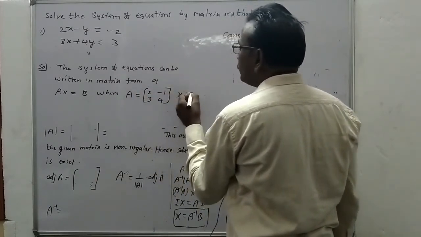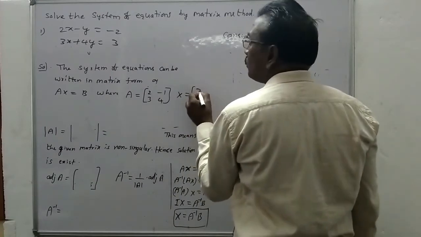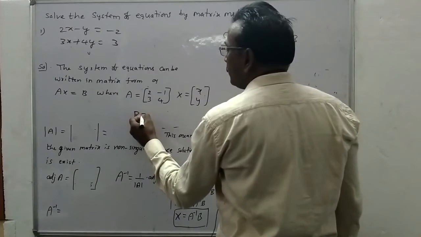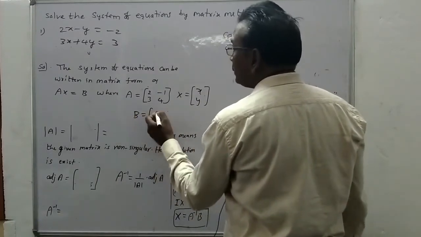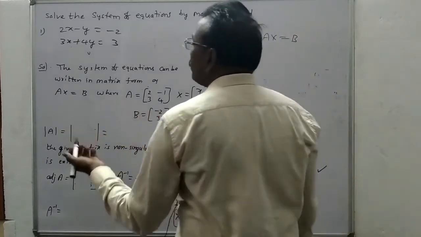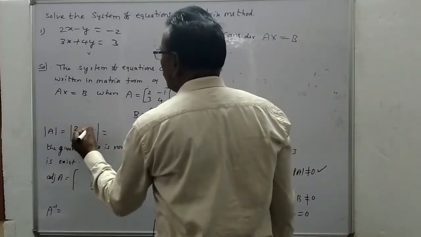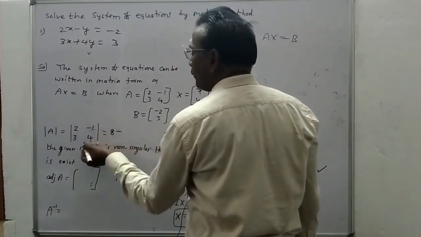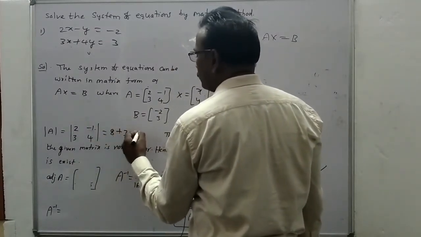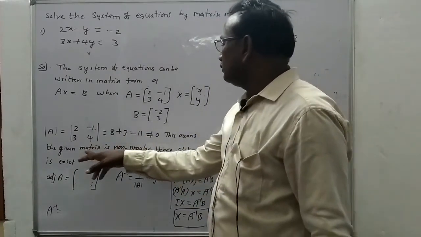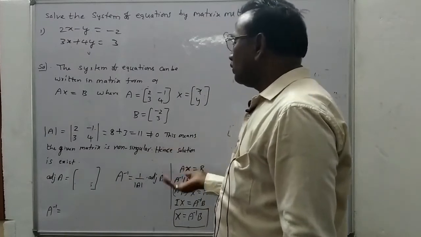Matrix X is the variable matrix. There are two variables x and y, so write x and y. Next, B is the constant matrix. What are the constants? Minus 2, 3. Next, what is the determinant of A? So 2, minus 1, 3, 4. 2 fours are 8, minus of minus 3 plus 3 is equal to 11, which is not equal to 0. Therefore, the given matrix is non-singular, hence the solution exists.